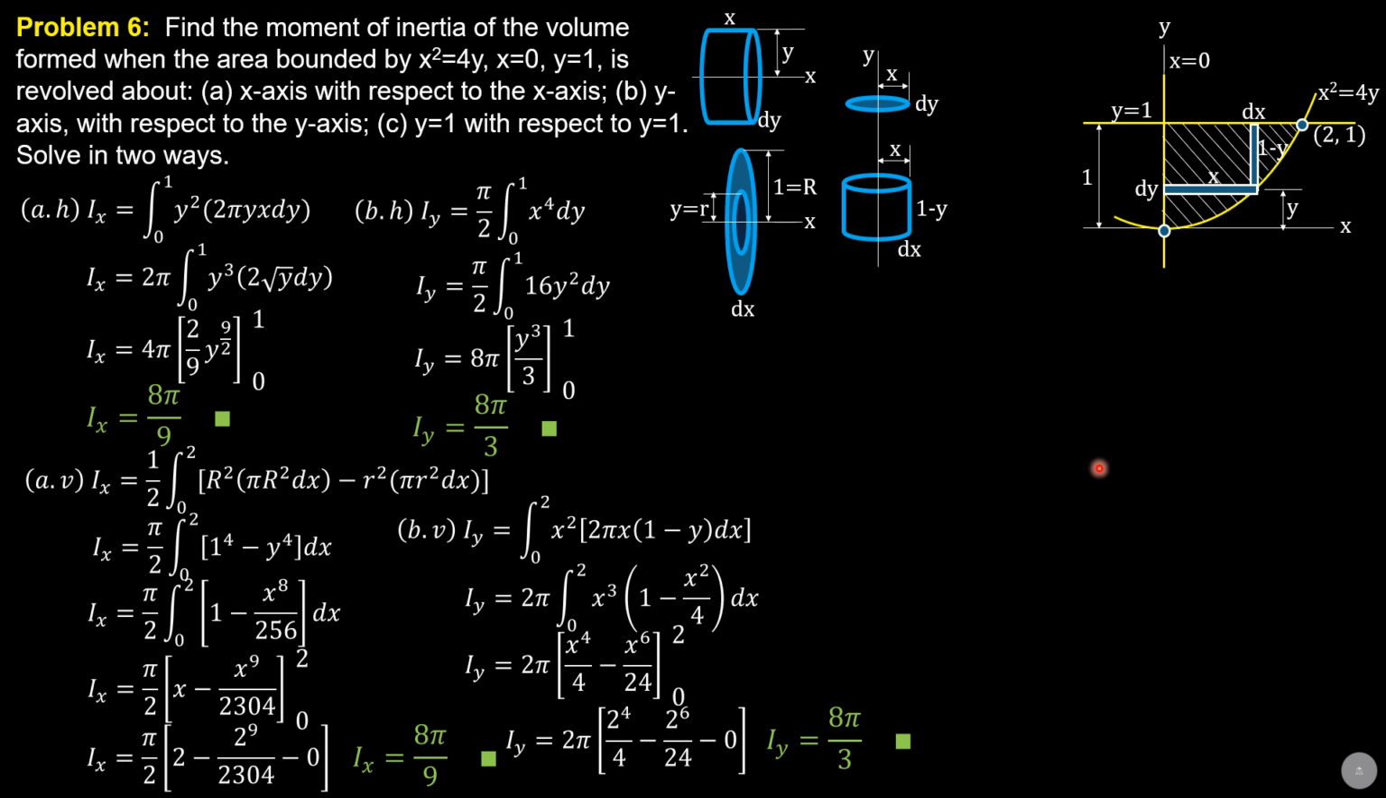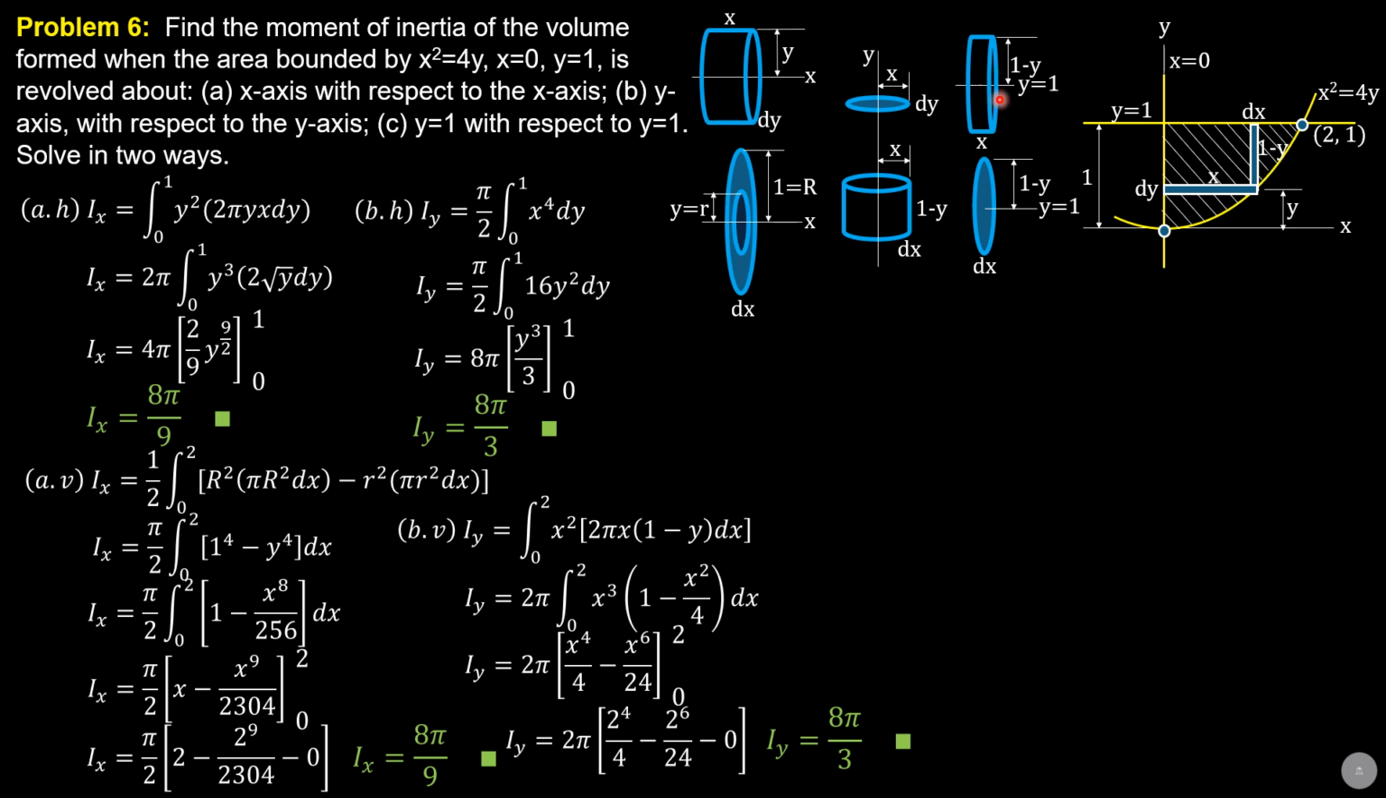So for part C, the region is revolved about the line y equals 1. For a horizontal strip, it will generate this disk of length x, radius of revolution 1 minus y, and this is y equals 1. For a vertical strip, it will generate this disk without a hole, and these are the information.